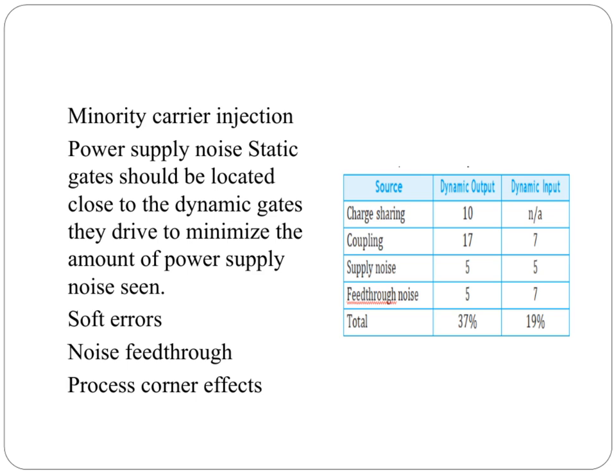Lastly, process corner effects refer to variations in manufacturing that can affect device performance. These variations can cause changes in speed, power consumption, and reliability, so it's essential to account for them during design. Overall, managing these factors effectively helps ensure robust and reliable circuit operation.